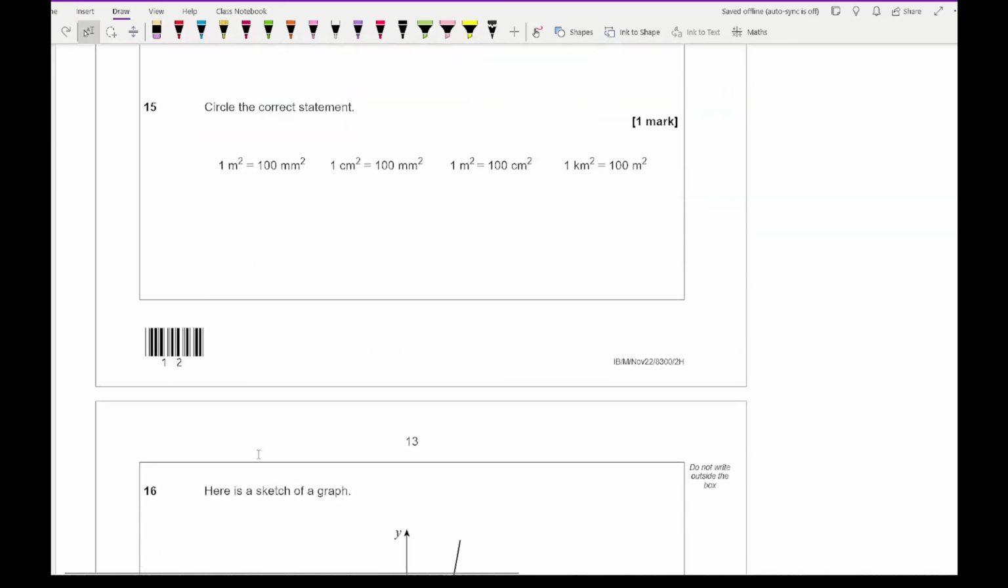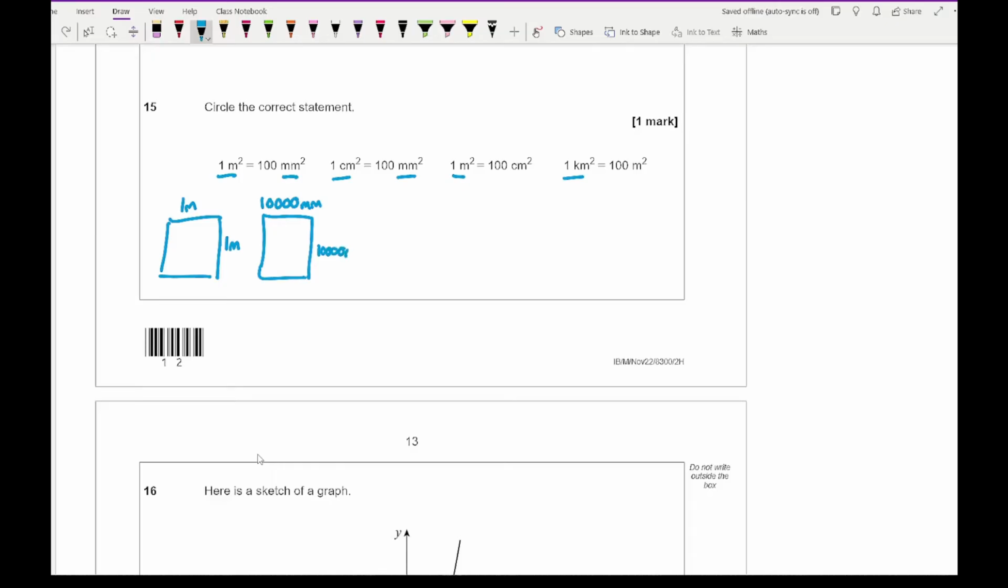Then moving on to question 15, it says circle the correct statement. Now with these questions, what I would always suggest is you do a little sketch of what each of these are and then convert it into the units of what is stated. So if I have 1 square metre, that's 1 metre by 1 metre. Now 1 metre in millimetres: I multiply it by 100 to get centimetres, then by 10, so it's going to be 10,000 millimetres.